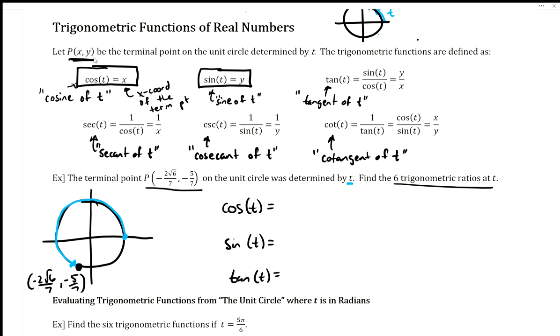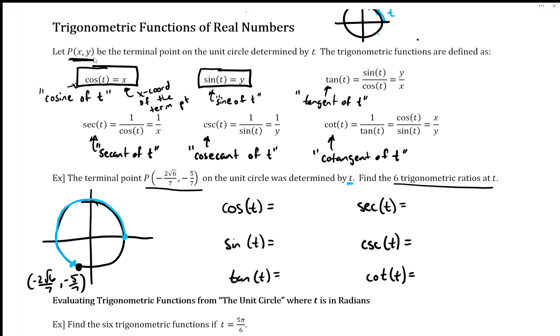So cosine of t and secant of t. Secant of t I'm going to put to the side right there. And then we're going to put cosecant of t to the side of sine of t. And then tangent of t's reciprocal is cotangent of t. So the ones on the left are kind of like the big three, really the big two, cosine and sine. And then all the other four are based on the cosine and sine answers.